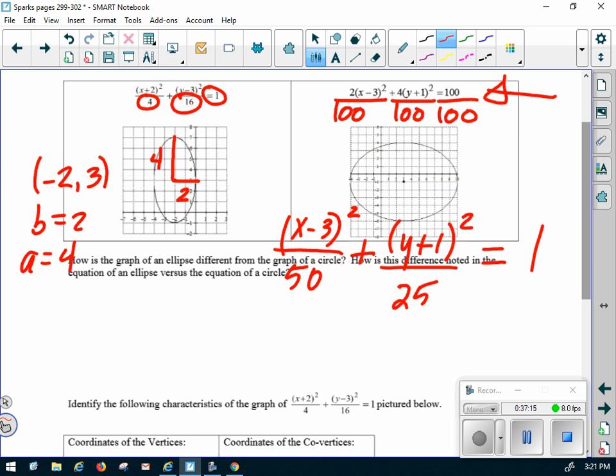Now, how can I tell by looking at this equation that this ellipse is long horizontally and in this equation the ellipse is long vertically? The x term is bigger than the y term, the denominator? Yeah. Do you notice here, which denominator's bigger? The one under x. Here, which denominator's bigger? The one under y. That's how you're going to know which way this thing's long.